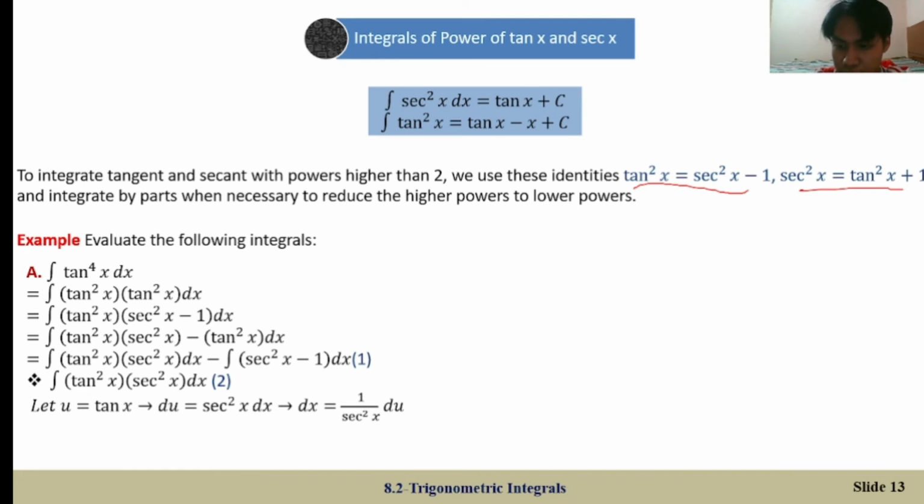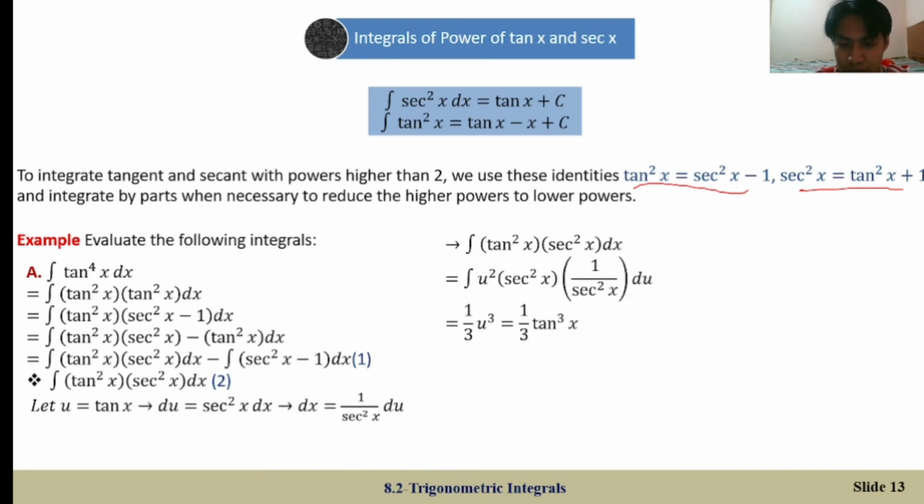So for the first part of the integration, we let u equal to tangent x, so that du will be equal to secant squared x dx. When we do that, our dx will eliminate secant squared x from the equation, so we're left with the integral of u squared. Just do basic integration and you will get your answer.